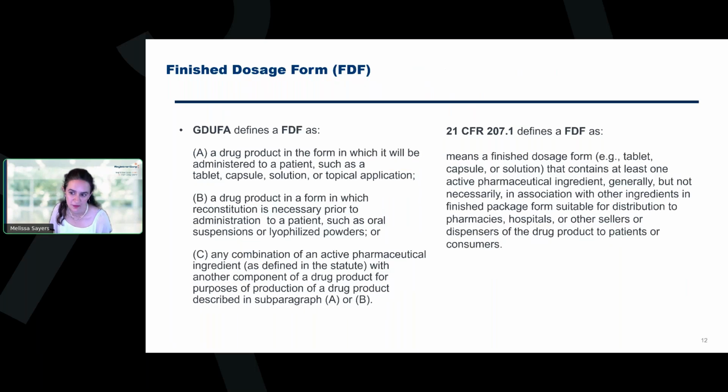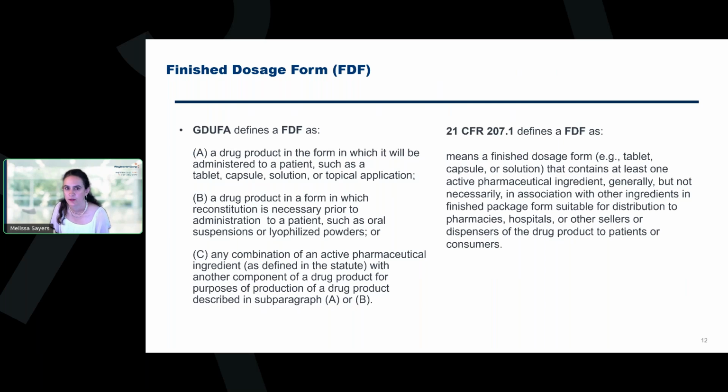Now, let's talk about the definition of a finished dosage form, or FDF. An FDF is a drug product in the form in which it will be administered to a patient, such as a tablet, capsule, solution, or topical application. It also includes drug products that require reconstitution before administration, like oral suspensions or lyophilized powders. Additionally, any combination of an active pharmaceutical ingredient with another component for the production of a drug product in these forms is considered a finished dosage form.